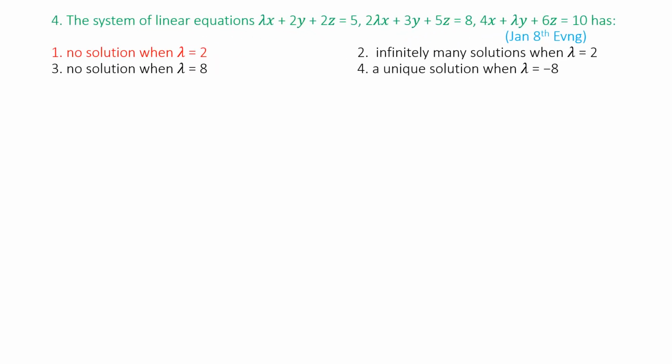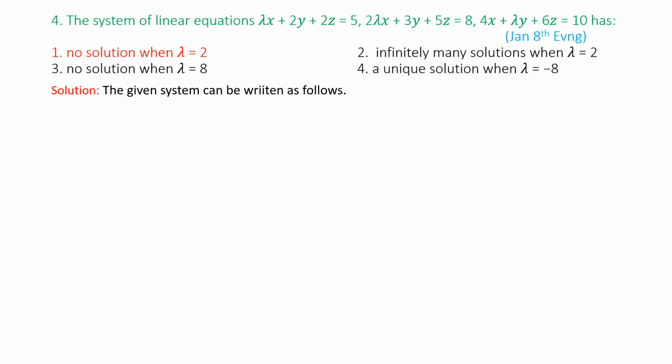Next we go to the fourth problem. The system of linear equations lambda x plus 2y plus 2z equal to 5, 2 lambda x plus 3y plus 5z equal to 8, 4x plus lambda y plus 6z equal to 10 has. Now the given options are: no solution when lambda equal to 2, infinitely many solutions when lambda equal to 2, no solution when lambda equal to 8, a unique solution when lambda equal to minus 8. So which type of system will be examined?